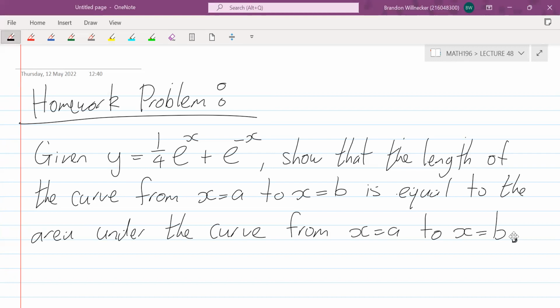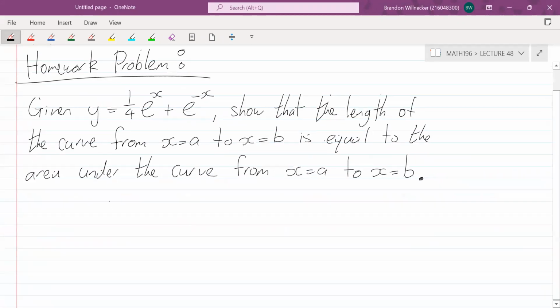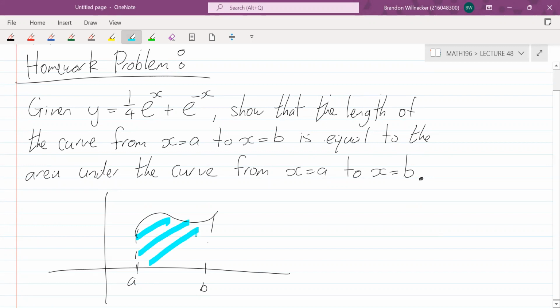In other words, if you measure the length of the curve from a to b, whatever number you get for the length is the same as if you were to find the area from a to b. So if we just do a little picture of this, let's say here's a and b, we've got the curve like that. Then this area underneath is in fact equal to the length. So the blue area is equal to the green length, and you need to show that.